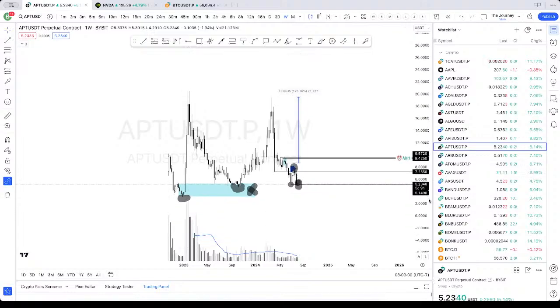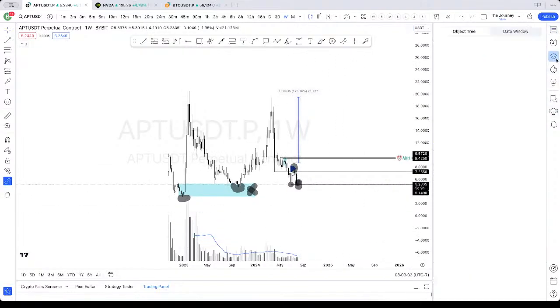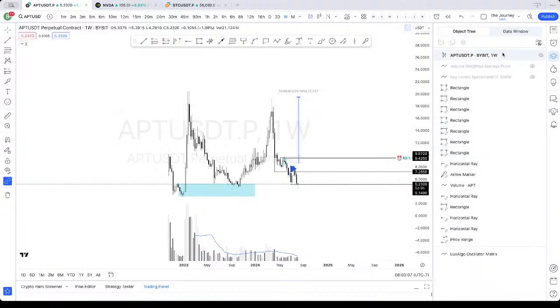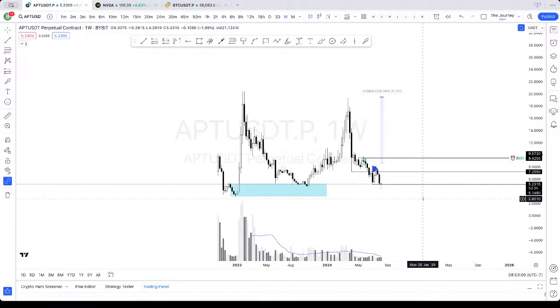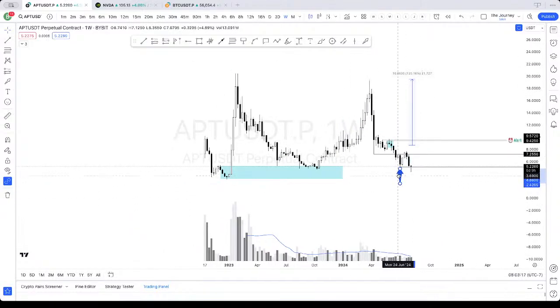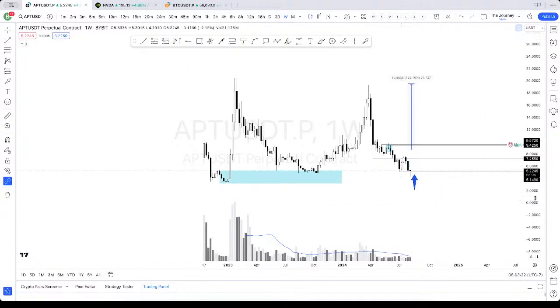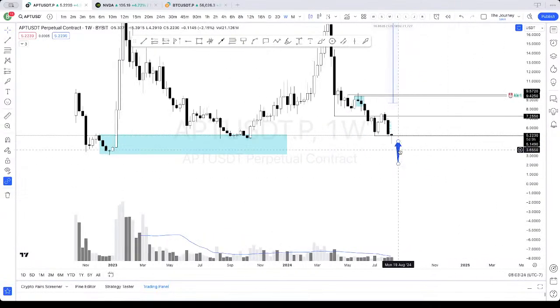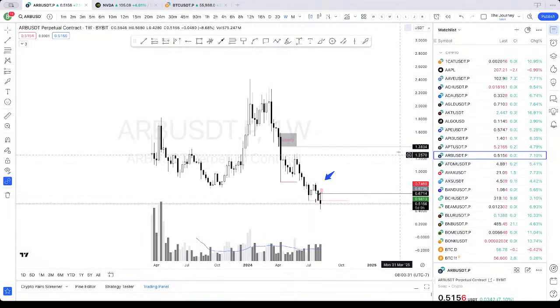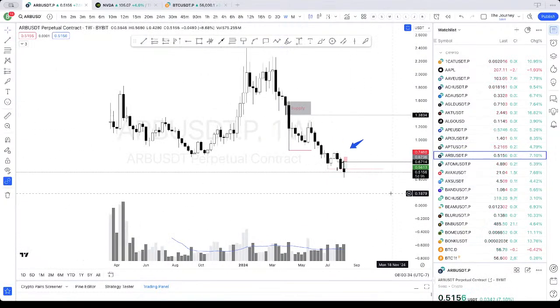APT, I think we had some things we were looking at on this. Let's get those stupid little highlighters off of here. We're going to see this over and over again, I guarantee you. Some manner of valid weekly low where the weekly, so far, it's only Tuesday, doesn't want to close below that. So that's APT. ARB presents a little differently.